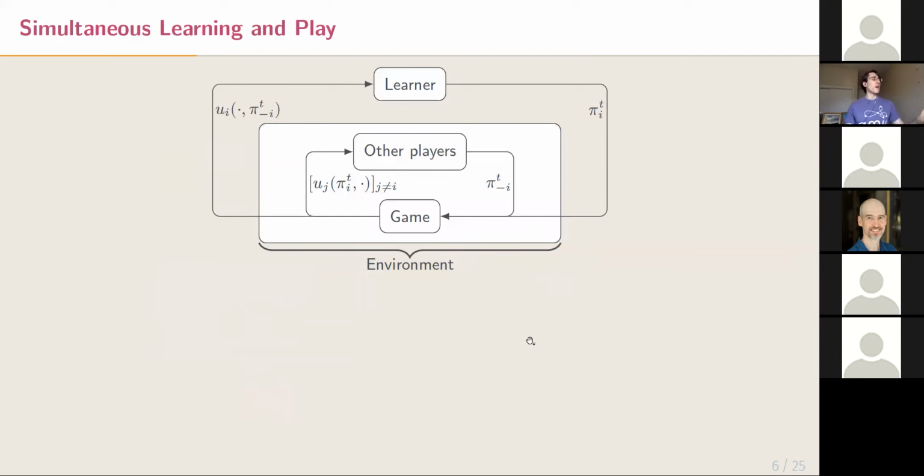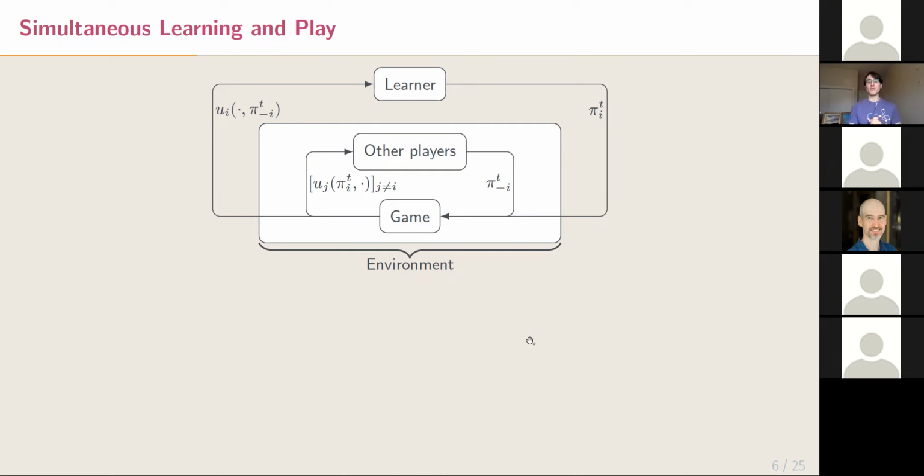So here we have the setup, or what the learner sees in these dynamics. We have a learner playing some strategy pi_i, sends that to the game. There are other players here that choose a strategy as well. And then all the players are assigned a payoff according to the way the game plays out. And then the learner has the opportunity to learn from those payoffs to improve their strategy. And the process continues. So this game is played repeatedly in rounds.